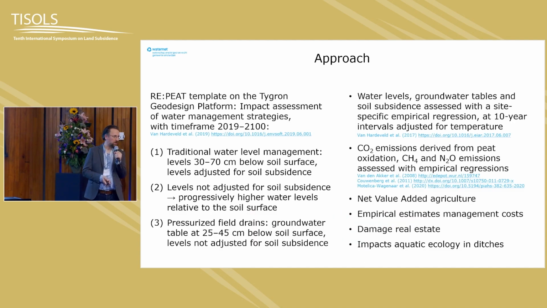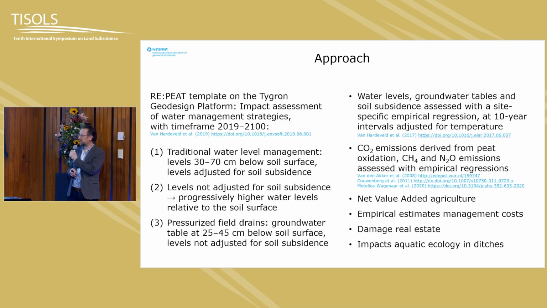Starting with our approach, we used the repeat template on the Tiger and Geo design platform to make an integrated assessment of water management strategies starting now until the end of the century. We considered business as usual, traditional water level management. Water levels are maintained 30 to 70 centimeters below the soil surface, adjusted for soil subsidence every few years. And then a second strategy in which the levels become progressively higher because we will never change them again. We'll just fix them at the current level.